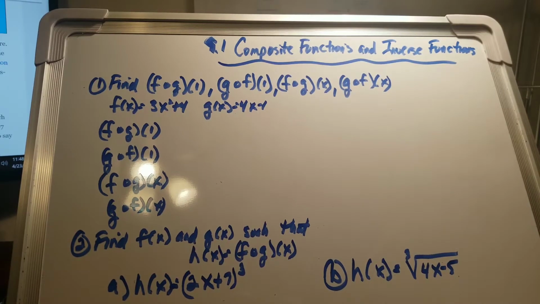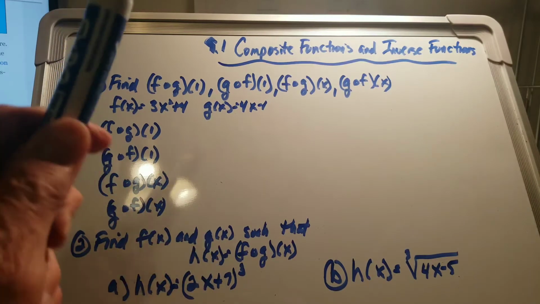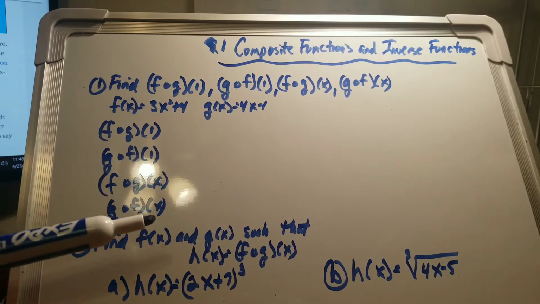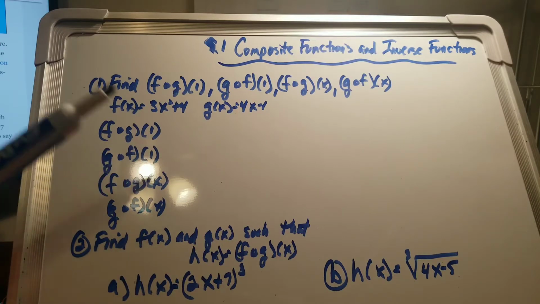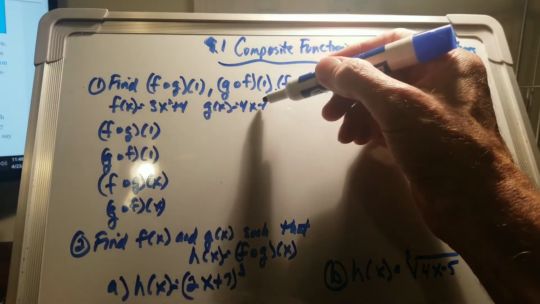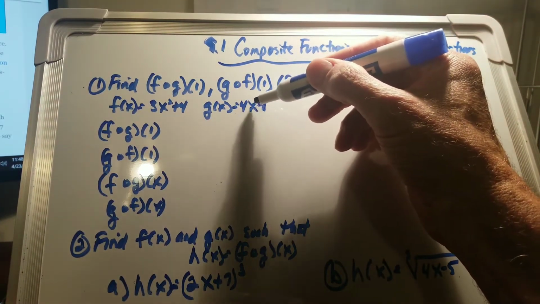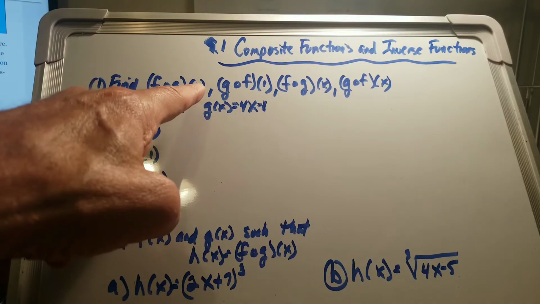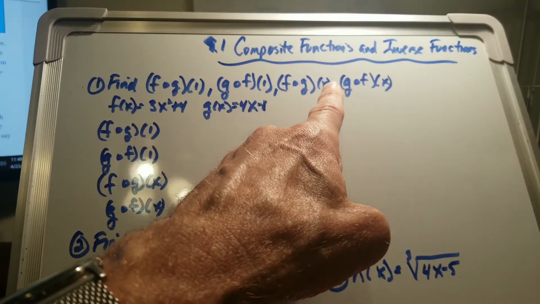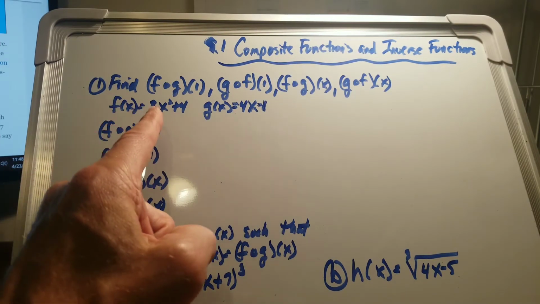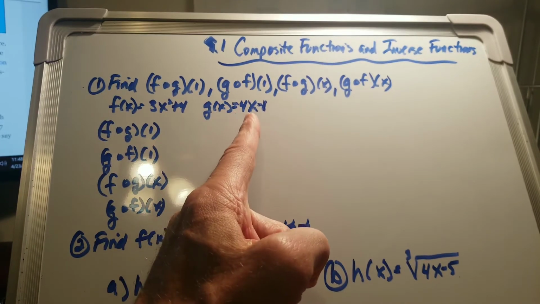Okay, and we're back with 9.1, called composite functions and inverse functions. We're going to be finding values, and we're also going to be finding the inverse of a function. Those are the two things today. We are going to be finding f of g of 1, g of f of 1, f of g of x, and g of f of x. Here are the two functions: f of x is equal to 3x squared plus 4, and g of x is equal to 4x minus 1.